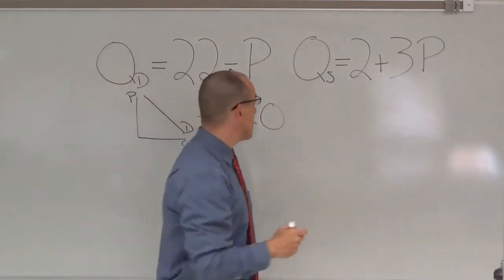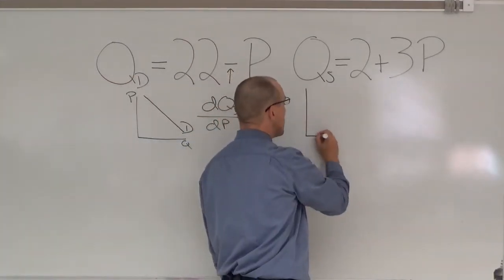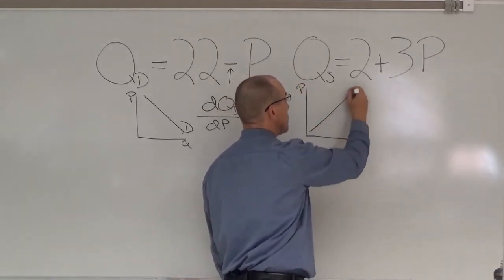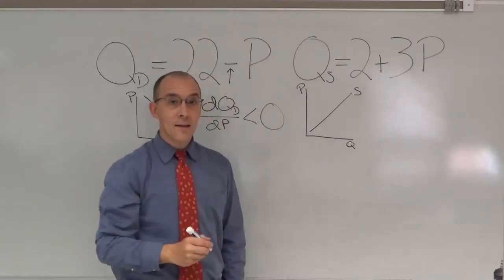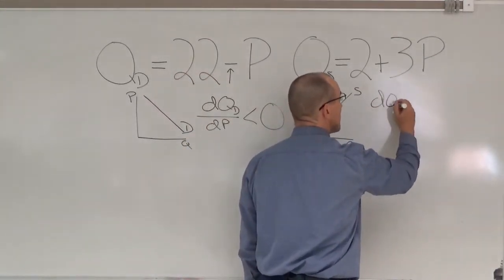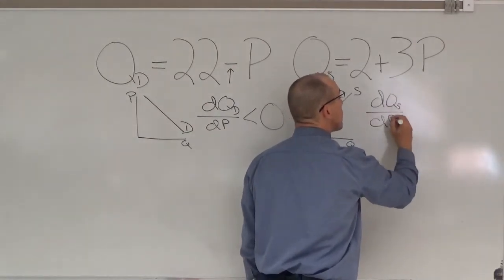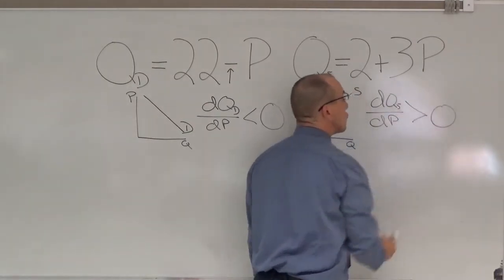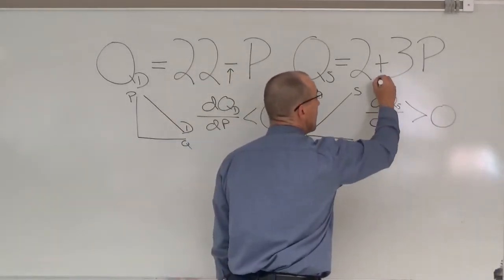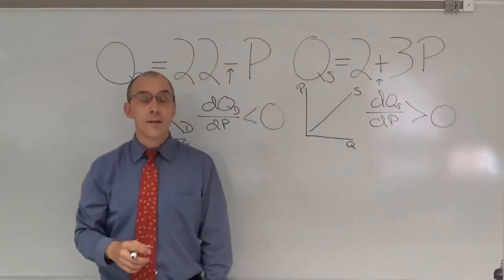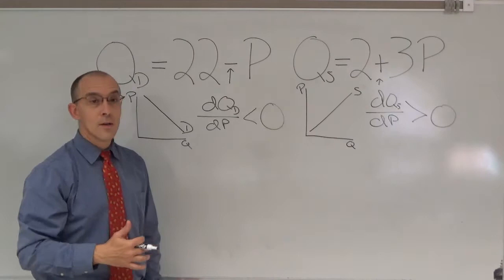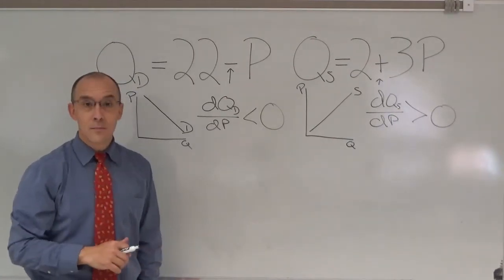Over here with supply, the supply curve in a market is upward sloping. The idea here is that the change in the quantity supplied over the change in price is greater than zero. It is a positive relationship. And the addition sign here in front of the 3P lets me know that the relationship between price and quantity supplied is positive. So that is my supply curve.